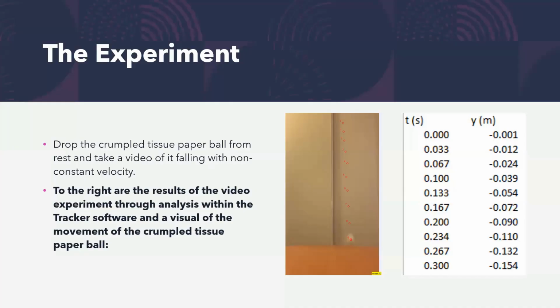To begin with, the experiment: I dropped a crumpled tissue paper ball from rest and took a video of it falling with non-constant velocity. To the right are the results of the video experiment through analysis with the Tracker software and a visual of the movement of the crumpled tissue paper ball.